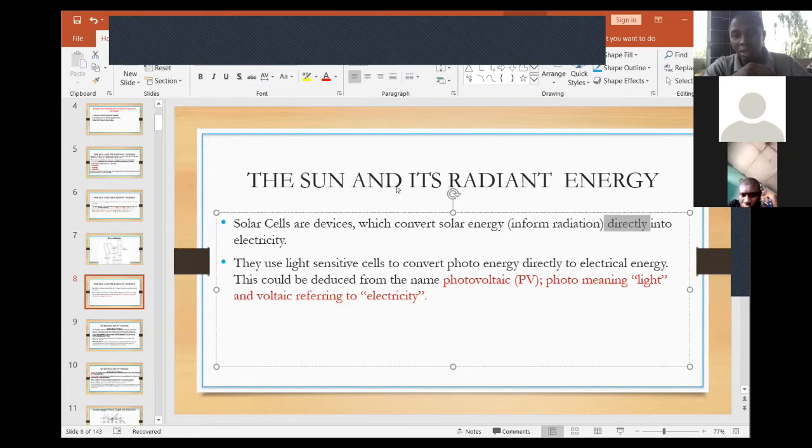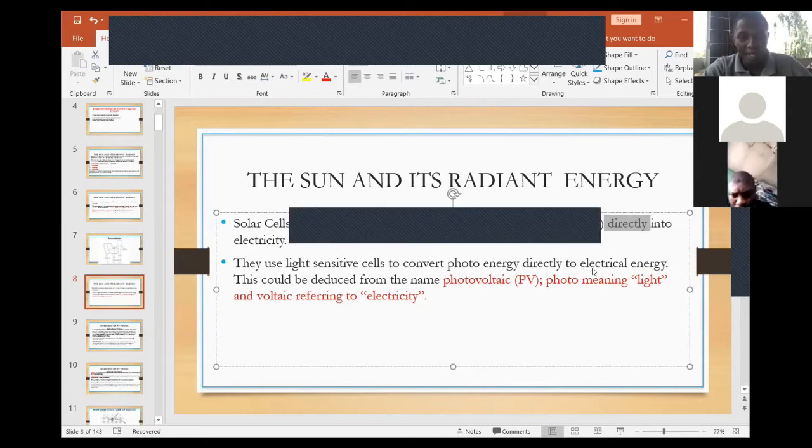One of them is TEG, thermoelectric. It does the same thing. It takes one form of energy directly to electricity. That's what we mean by direct energy conversion. Fuel cells are another very good example of direct energy conversion. So solar cell is one part of them. They use light sensitive cells to convert the photo energy into electricity.